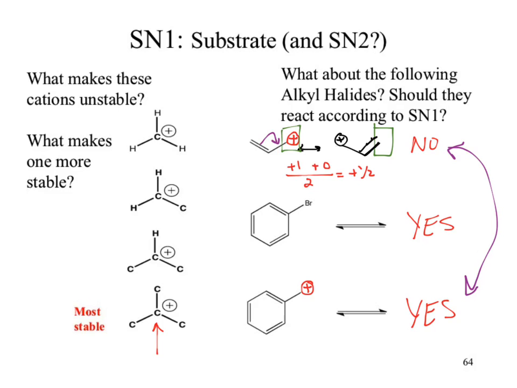So when we think about our SN1 reactions, we should not be thinking just primary, secondary, tertiary. What we need to be thinking is the stability of the carbocation. Yes, tertiary is more stable than secondary, more stable than primary, more stable than methyl. But there's other things that can stabilize a carbocation, like resonance. Make sense? So that top one, should it react according to an SN1? Yes.